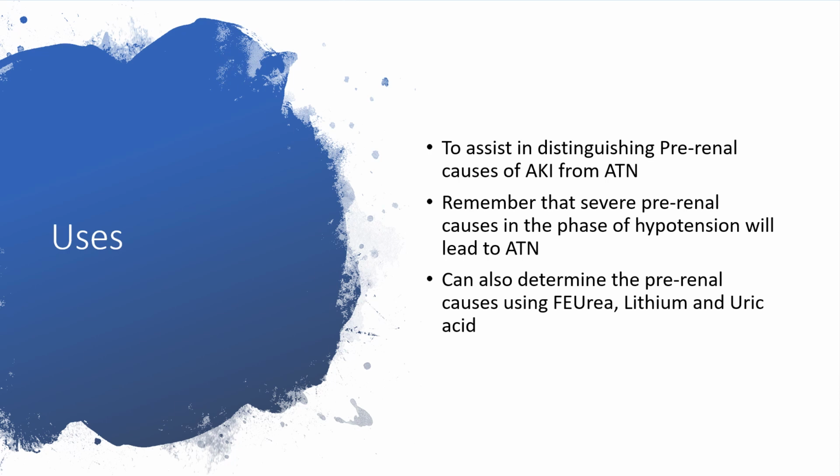Uses. Fractional excretion of sodium will assist in distinguishing pre-renal causes of acute kidney injury from acute tubular necrosis. Remember that severe pre-renal causes in the face of hypotension will actually lead to acute tubular necrosis. We can also determine the pre-renal causes if we can't use sodium fractional excretion value. We can use that of urea, lithium, and uric acid.